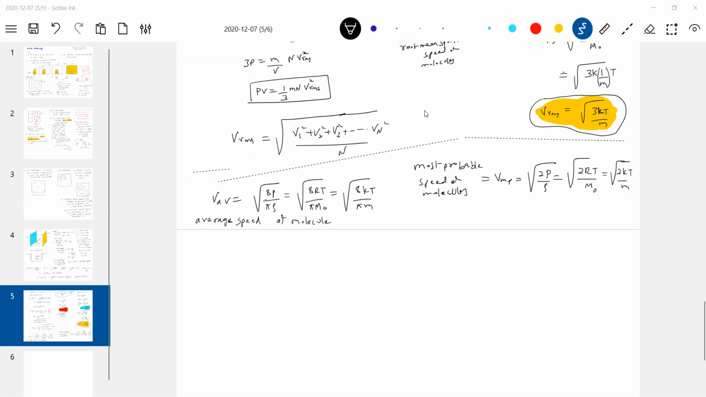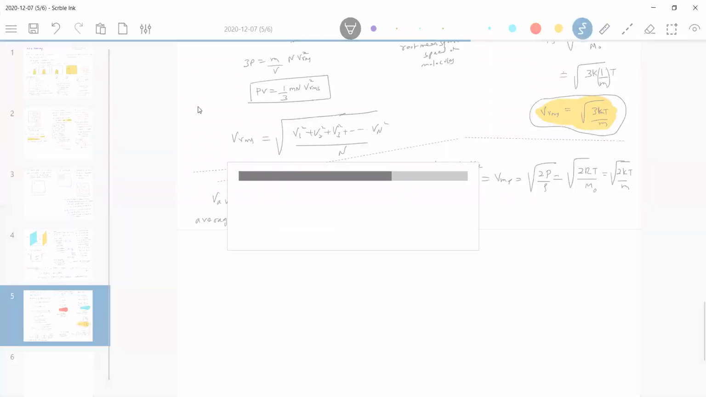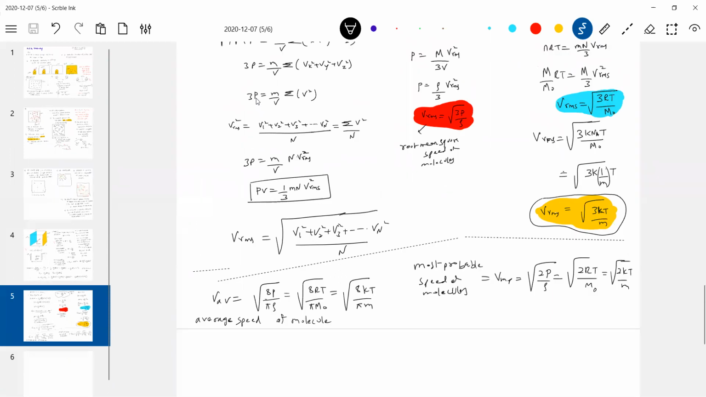The chapter is over and we should know the significance of it, no? What is VRMS? We should have thought about it. Without that thinking, what is VRMS? Okay, everyone knows the formula: 3kT by small m, or 3RT by M naught, or square root of 3P by rho.